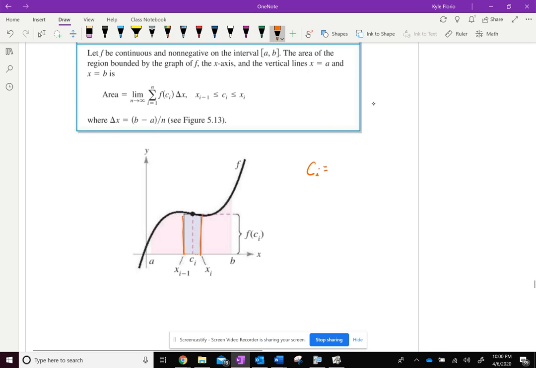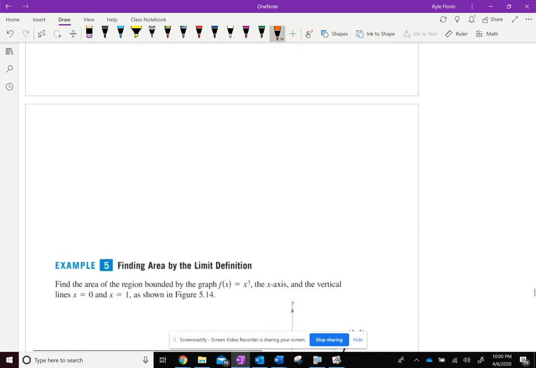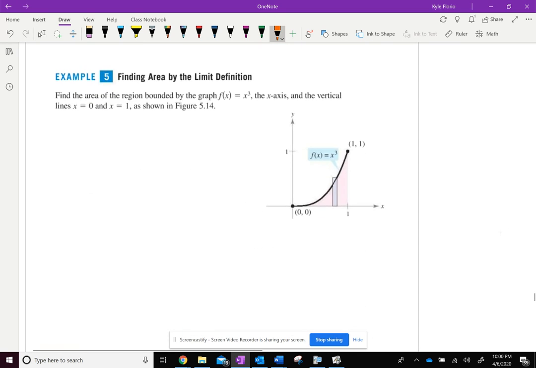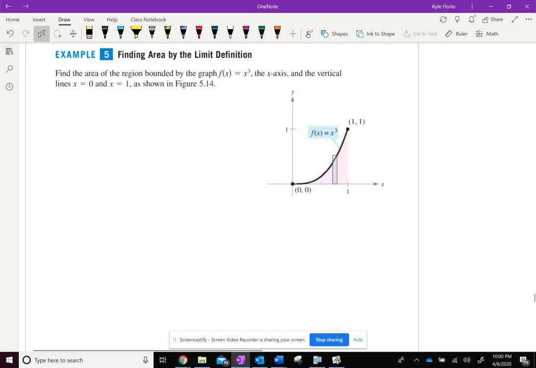If I just want some arbitrary ci in some interval, the formula a plus delta x times i is what we're going to use just to make things a little bit easier. Maybe there are some easier ways to get a point in the interval, but that one's always going to work. So here we go. Take a second to copy it down.